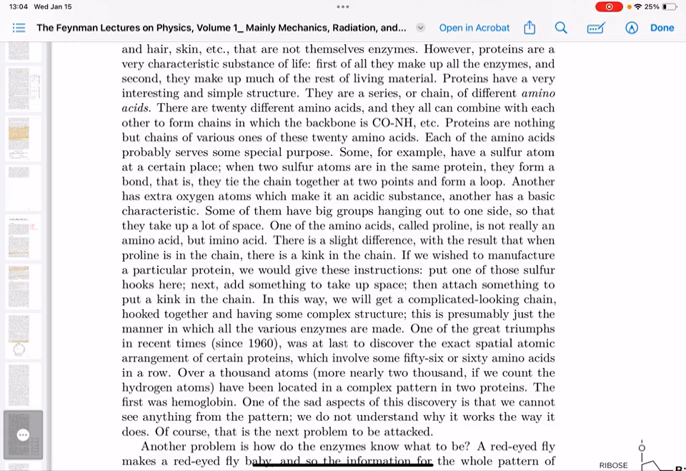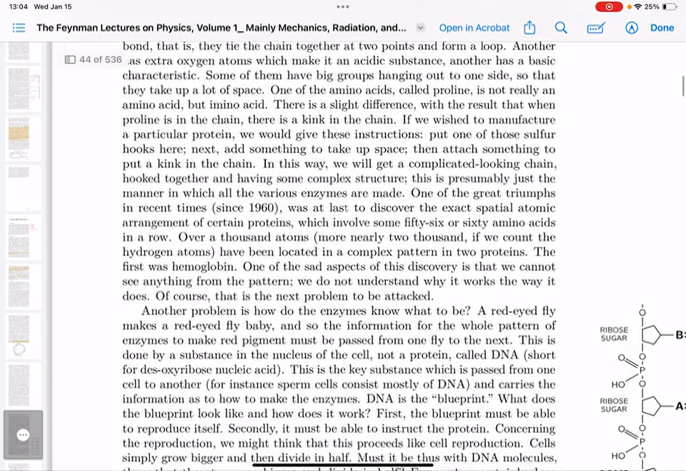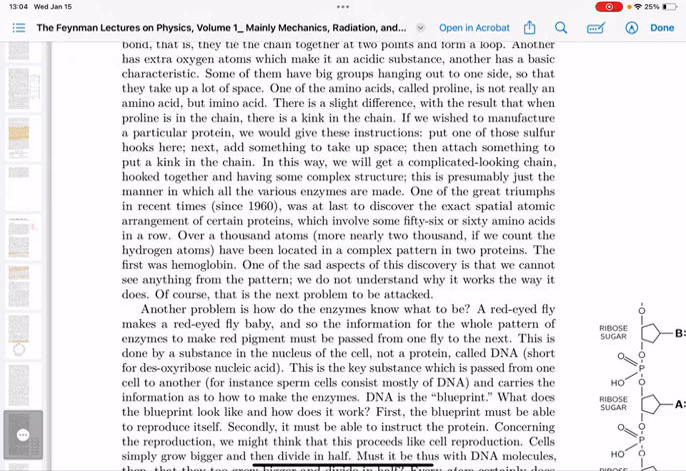Each of the amino acids probably serves some special purpose. Some, for example, have a sulfur atom at a certain place. When two sulfur atoms are in the same protein, they form a bond. That is, they tie the chain together at 2 points and form a loop. Another has extra oxygen atoms, which make it an acidic substance. Another has a basic characteristic. Some of them have big groups hanging out to one side so that they take up a lot of space.